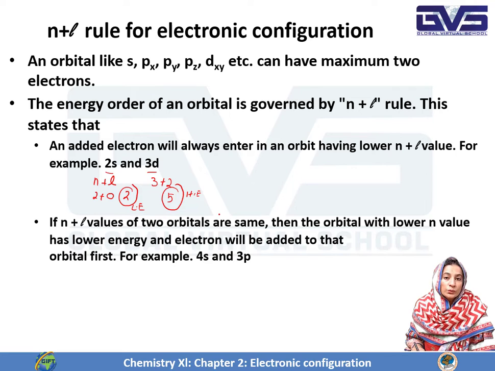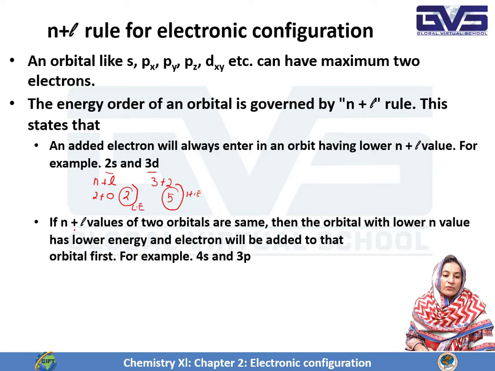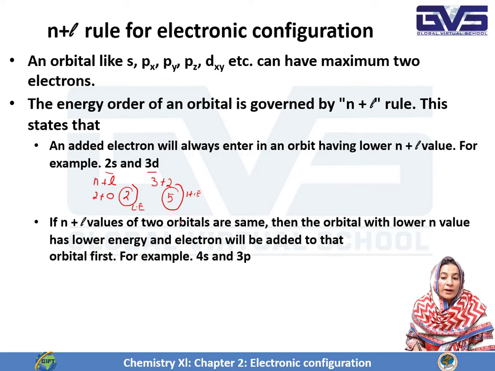Then what will you do? The electron will first fill the orbital with the lower n value. If the n plus l values of 2 orbitals are the same, then the orbital with the lower n value has lower energy, and an electron will be added to that orbital first.